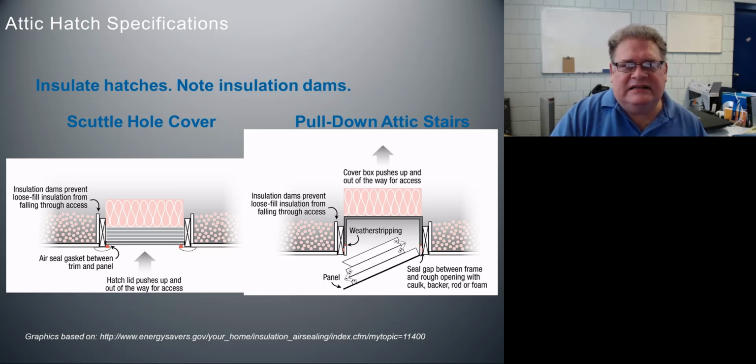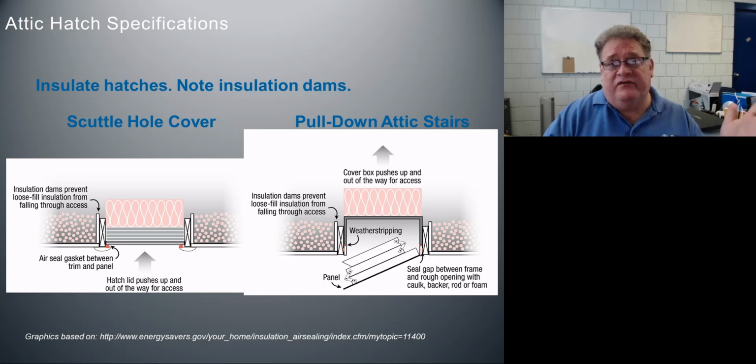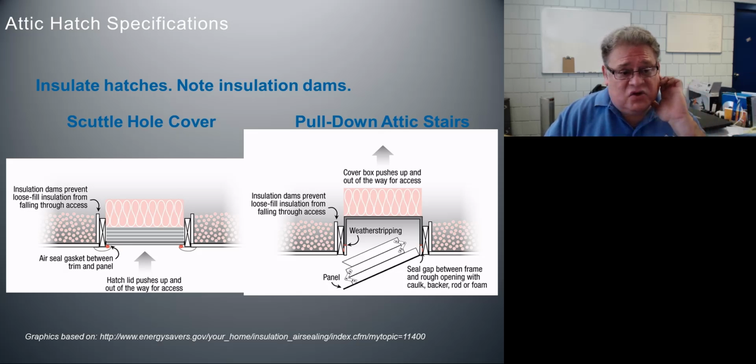Insulate your hatches. When you have a scuttle hole cover, what we're looking for is insulation, preferably a solid insulation, not a fiberglass bat, because what's going to happen with a fiberglass bat is that as this cover gets removed and set aside, the bat's going to get destroyed.